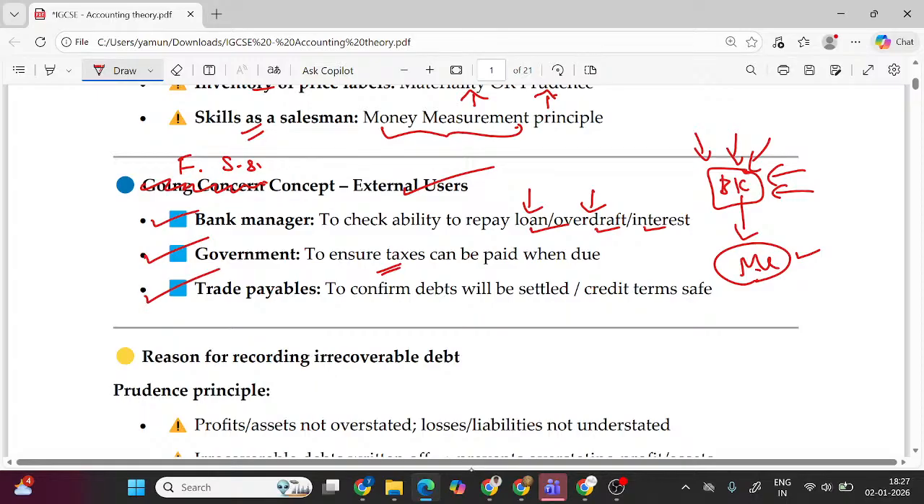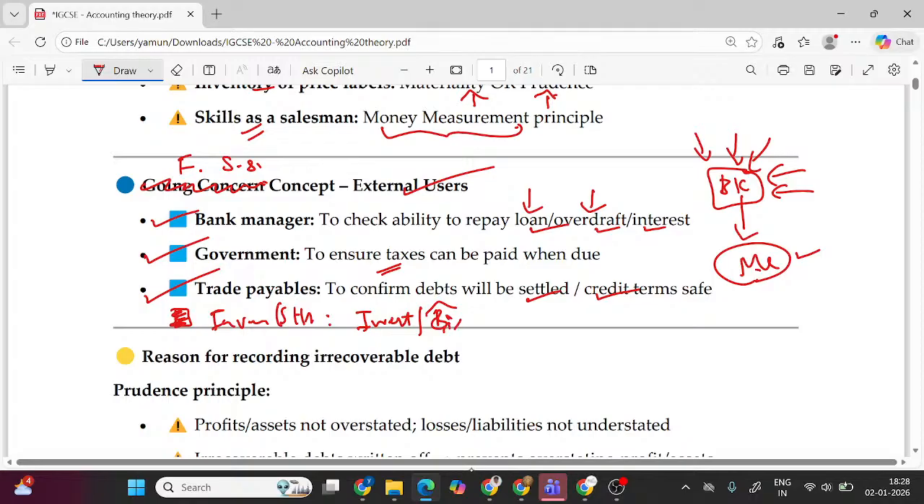What about trade payables? To confirm whether debts will be settled or credit terms will be safe. Even though, if you talk about another person over here, probably you can talk about investors or shareholders. Seeing the financial statements only, you will plan whether you can invest or probably you might have invested already. And you see the financial statements, it's making loss, loss, loss, loss. What do you do?